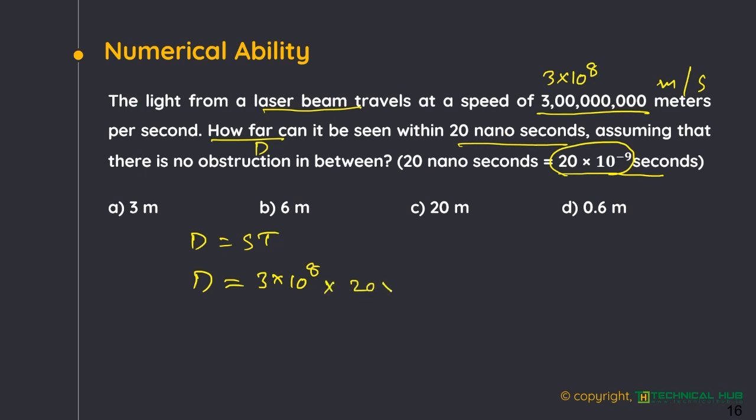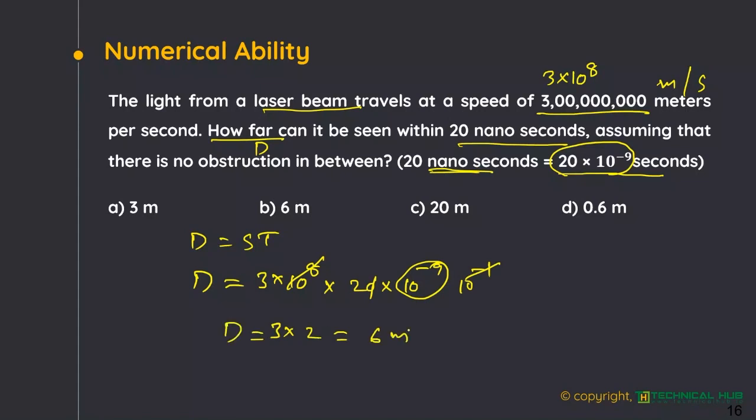Even if 20 into 10 power minus 9 is not given in the question, you must be aware of what 20 nanoseconds is. Nano means 10 power minus 9. Now, if you observe carefully, the 10 power 8 and the 10 power minus 9 both cancel. Finally, you are left with 3 and 2. 3 into 2 is equal to 6 meters. That is the distance. Distance is equal to 6 meters. Option B is the right answer.